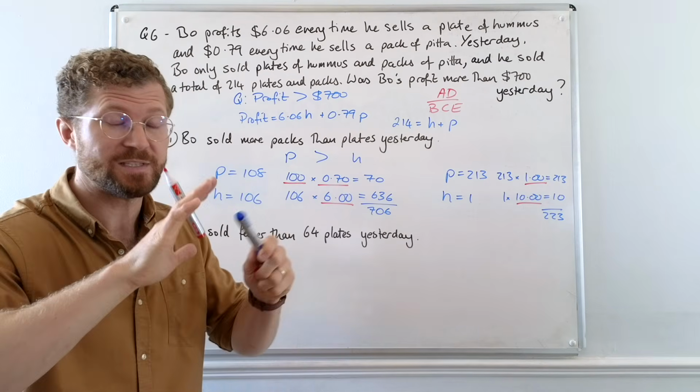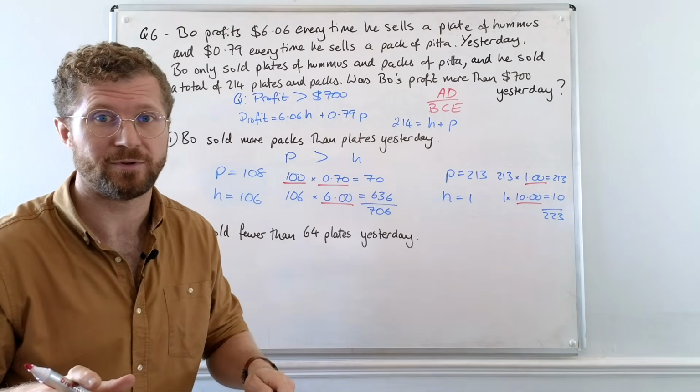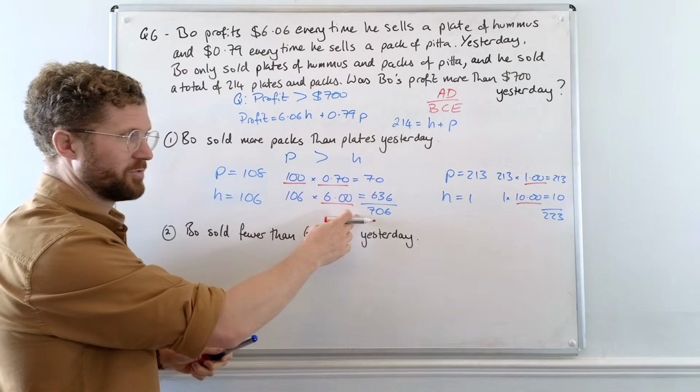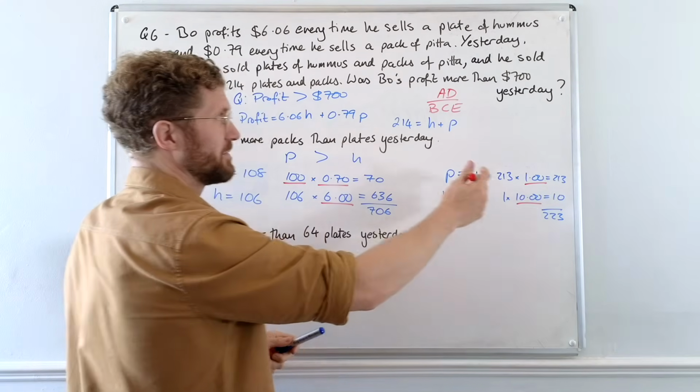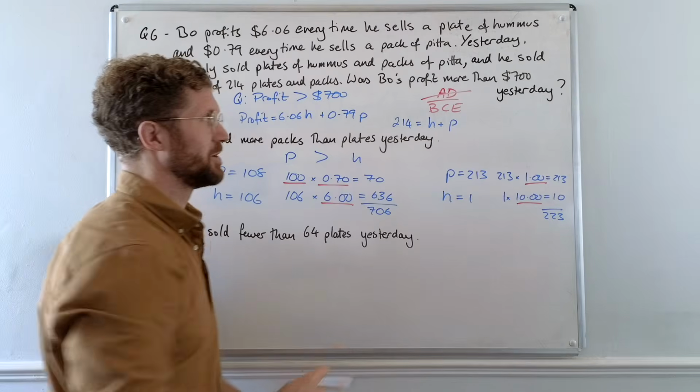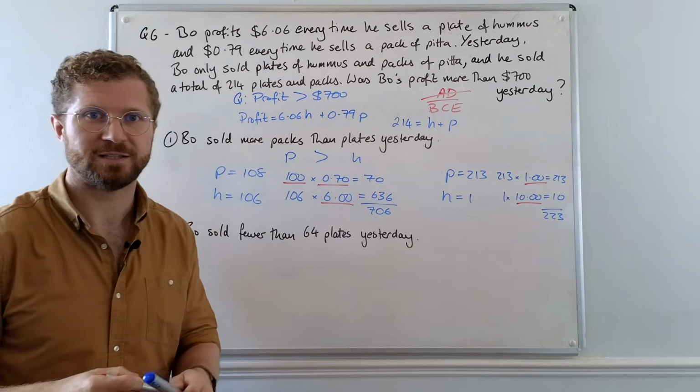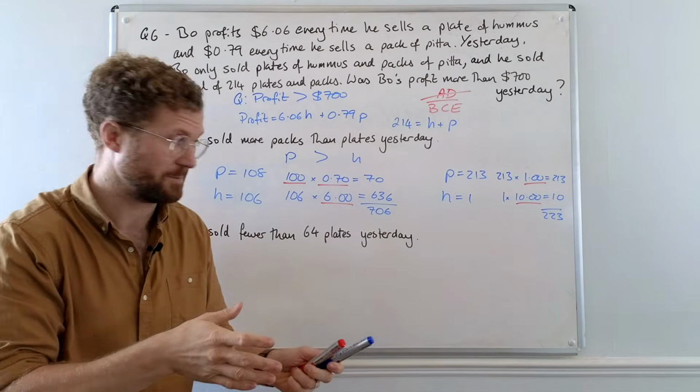So I know the real value is definitely under $700. I've got one scenario over 700, I've got one scenario under 700. That means statement 1 is not sufficient, and I'll cross out A and D, and the answer is going to be one of B, C, and E.